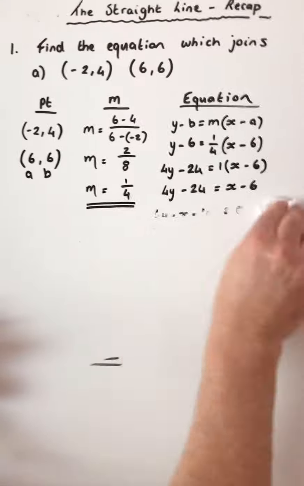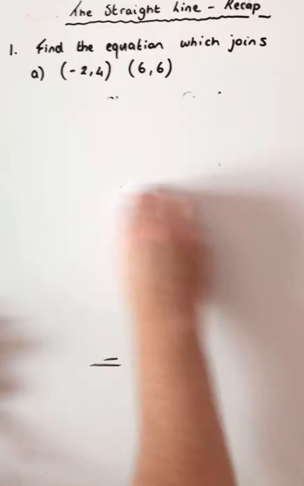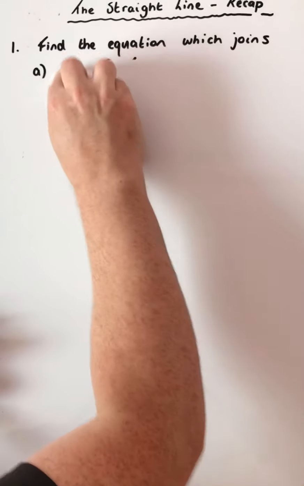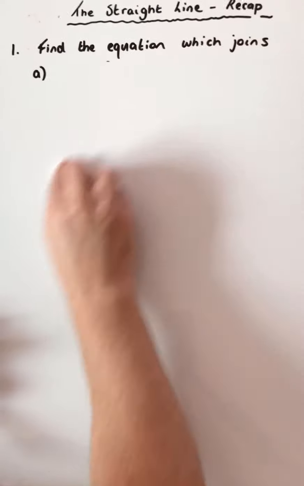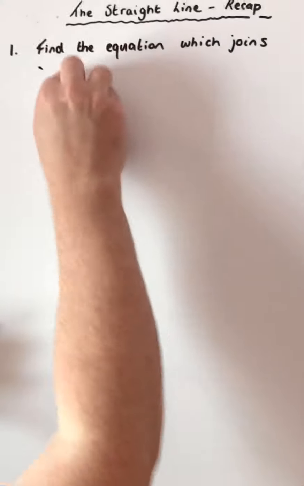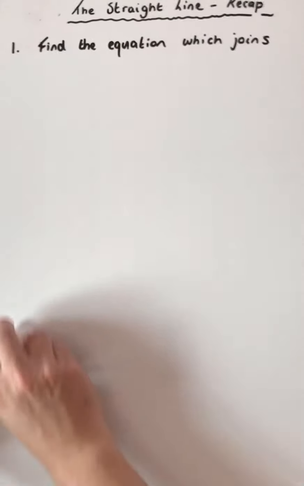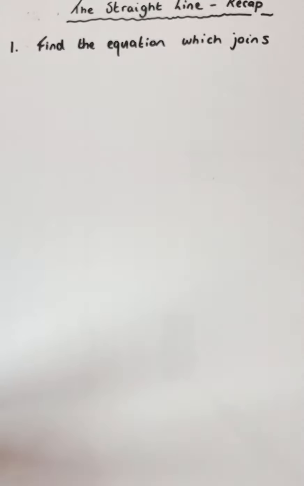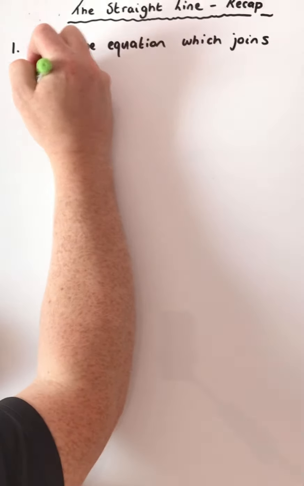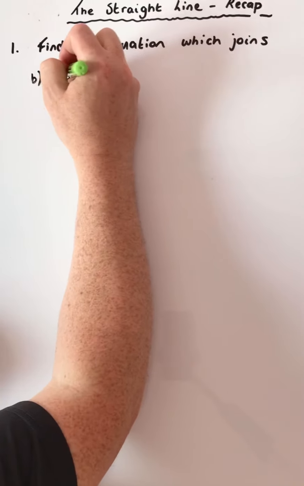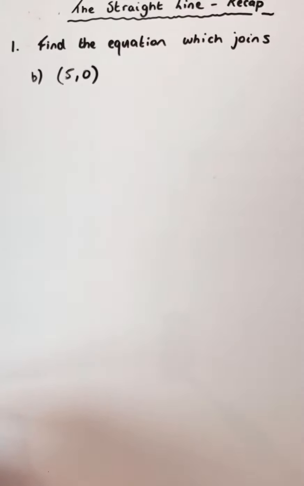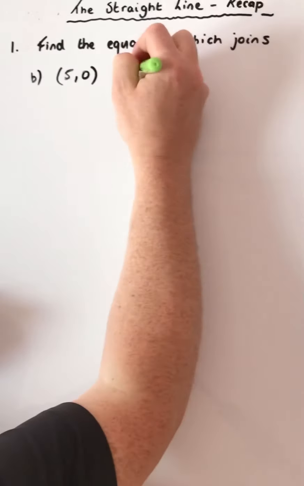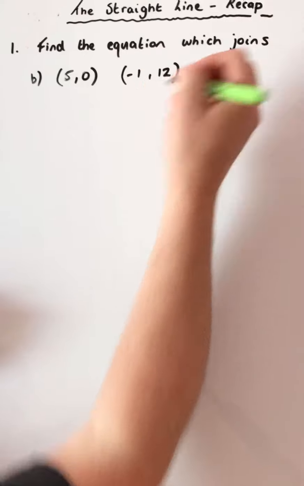The second one we are going to look at, so you can just fast forward this wee bit, I'll just keep going. B is 5 and 0, and negative 1 and 12.